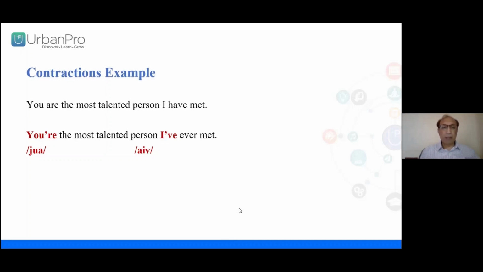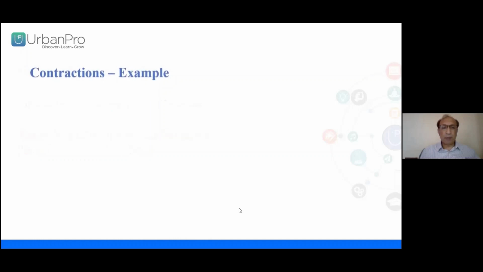Okay, let's look at another example of the contractions. She will think he has gone completely berserk. Can you guess a couple of contractions over here? We can link or contract will with she and has with he. So I can say this sentence by using a couple of contractions as: she'll think he's gone completely berserk.